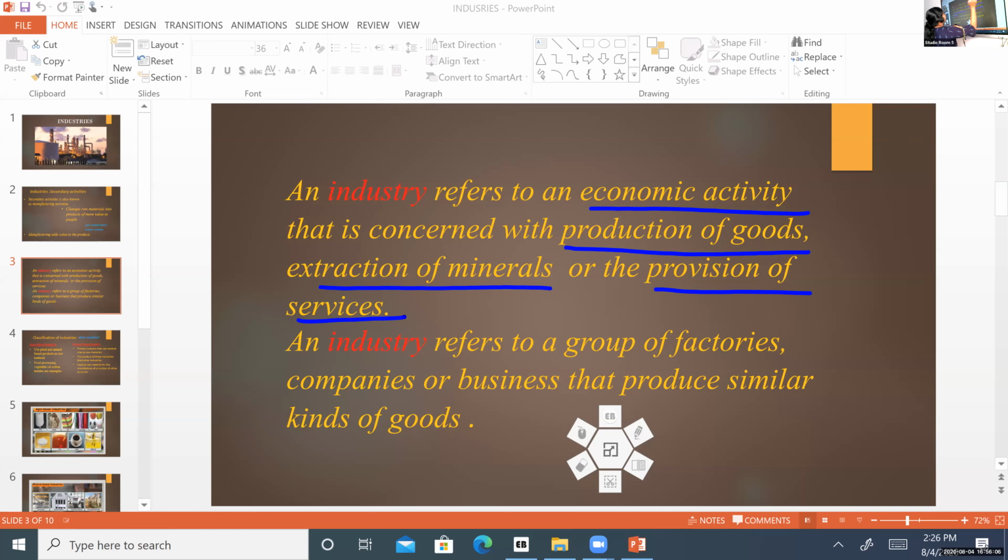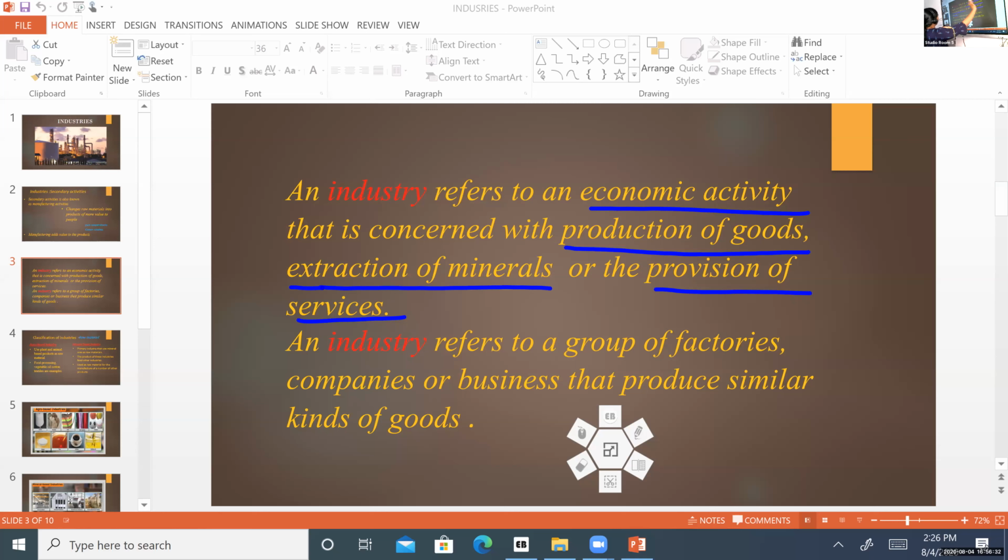Production of goods, for example, the iron and steel industry, which produces iron and steel. Extraction of minerals, for example, extraction of coal, petroleum. Provision of services, for example, the tourism industry. Tourism is an industry, and it comes under provision of services.